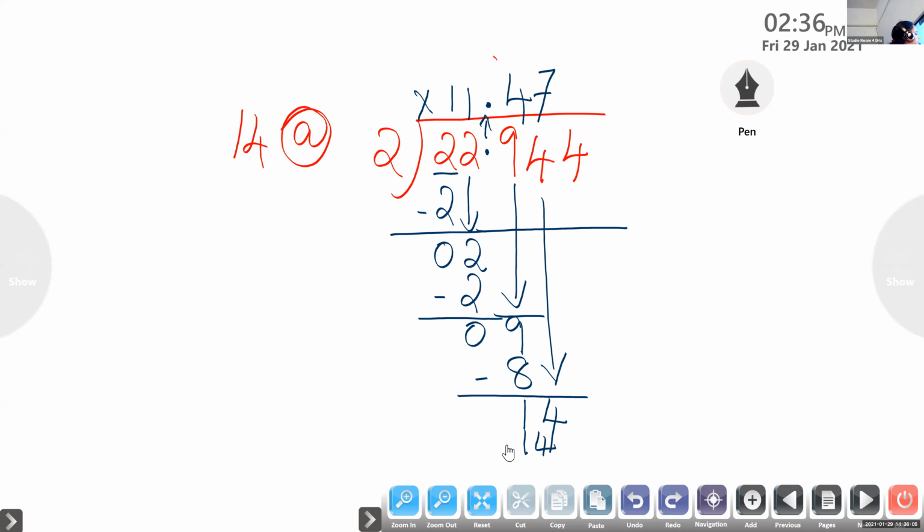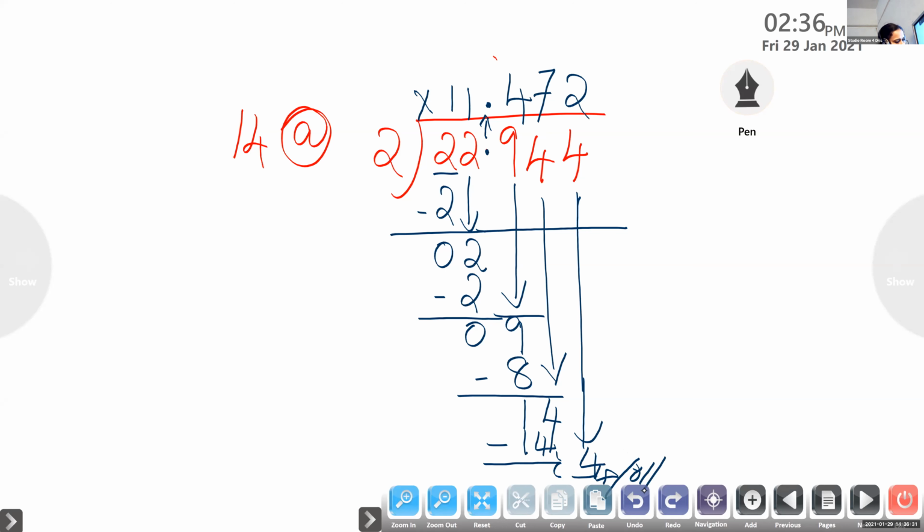Then subtract again. Then the last one. Bring down 2. So what's the answer? 2 divided by 2. 2 2s are 4. Then our answer is finished.